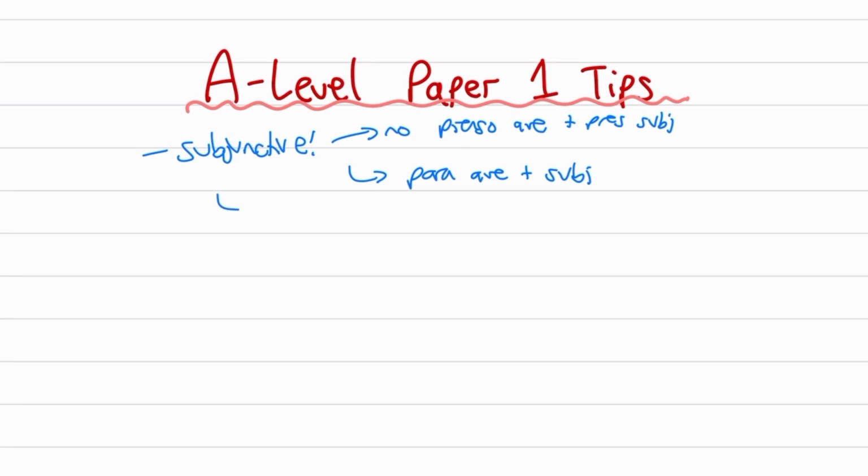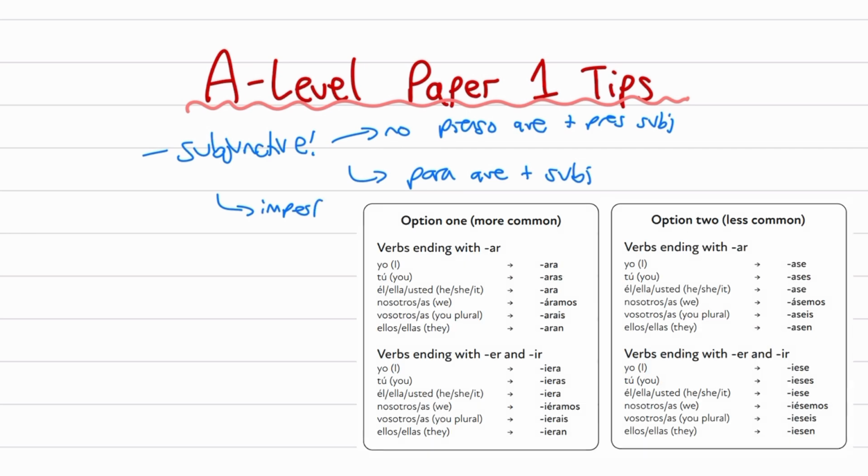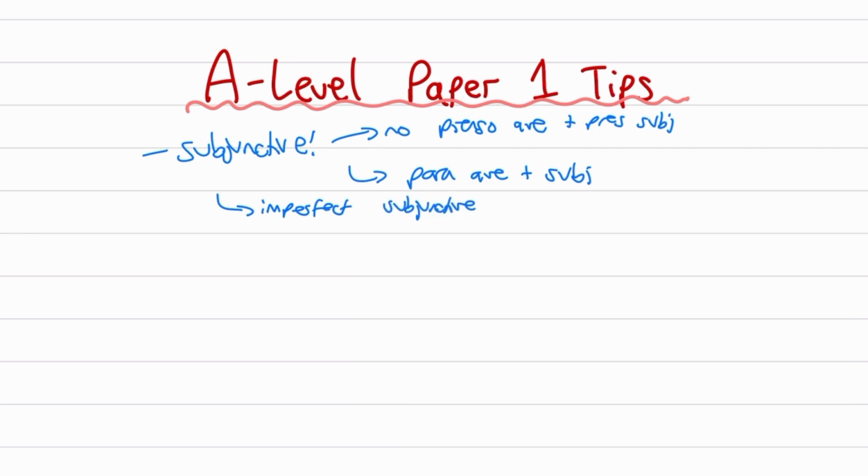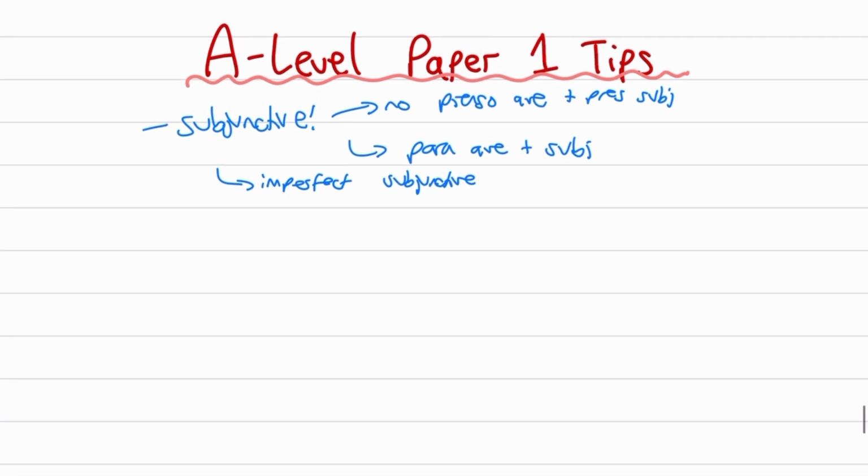This includes the imperfect subjunctive, which we know has two sets of endings, and both endings are used by AQA. And then secondly, in terms of the paper as a whole, I would start off with the translation questions first. This is what I did when I sat this exam last year, and it's what I'd recommend.